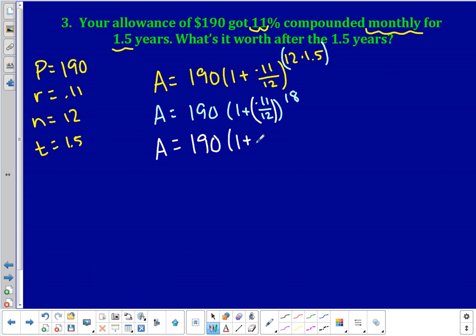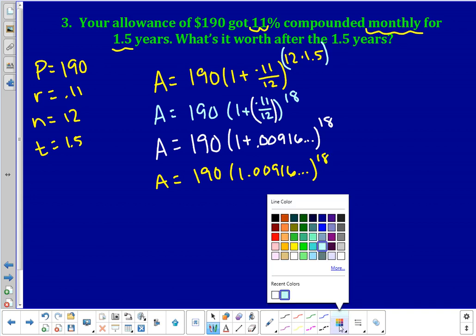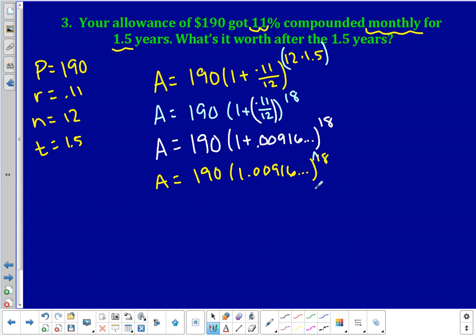So 0.11 divided by 12, I'm just going to write out what it is to start, 0.00916, and it goes on from there, to the 18th power. Again, I did not hit clear on my calculator. I'm just going to hit +1. So I have A is equal to 190 times 1.00916, on and on, raised to the 18th power. Do the power next. Don't multiply, do the power next. Caret key, so leave that on your screen, hit the caret key to the 18th power.